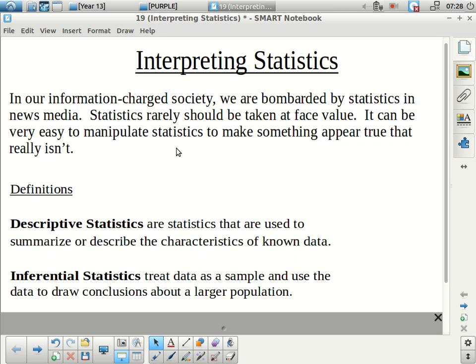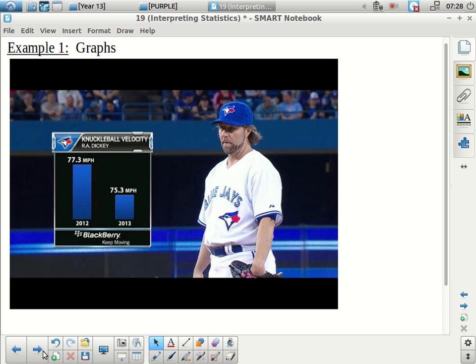So what we're going to do now, the next few slides, I have some graphs, and you don't have to copy down the graphs, but you might want to make some notes about what's wrong with them or what the potential issue is with what's going on here. Here's the first one that I grabbed from Sportsnet.